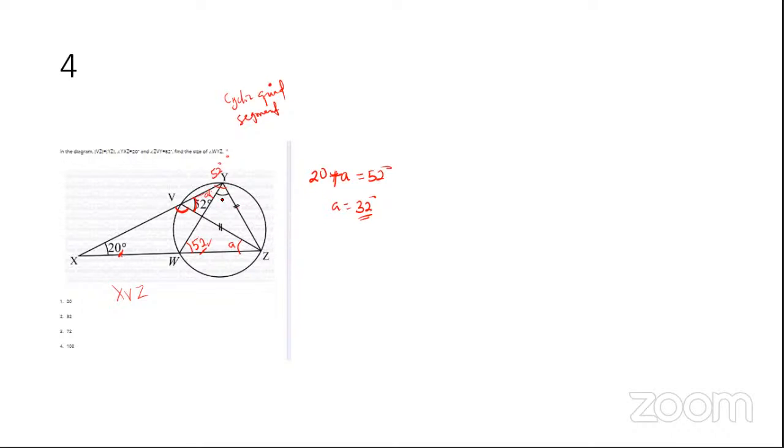Now this one that we are looking for, angle B, is what we are actually looking for. You know, A and B make up 52. So to get your B, in that case, you can just say 52 minus A.